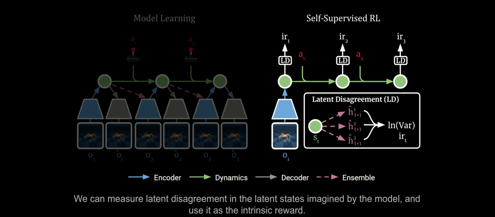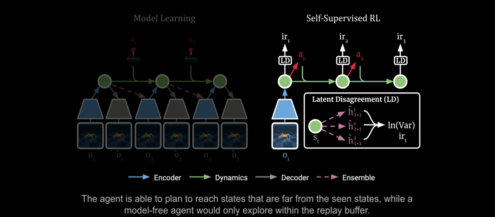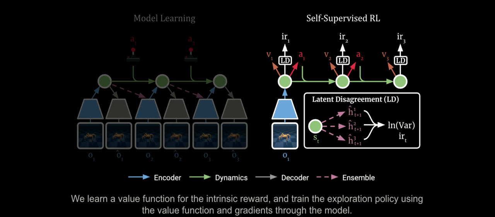We can measure latent disagreement in the latent states imagined by the model and use it as the intrinsic reward. Our agent then plans to explore by searching for a policy that maximizes this intrinsic reward in imagined sequences. The agent is able to plan to reach states that are far from the seen states, while a model-free agent would only explore within the replay buffer.